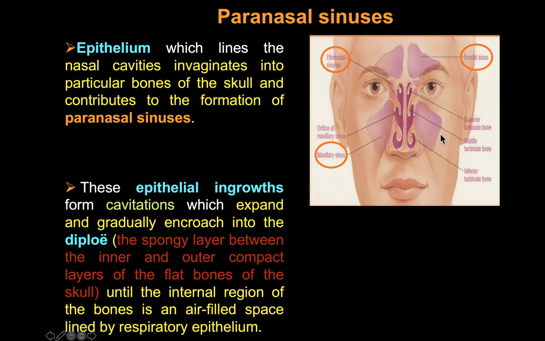We know that the bone of the skull is a flat bone. We have two layers of compact bone, and in the middle we have a spongy bone. So this epithelium will grow into the bone, and this will result in the formation of the cavity. And this cavity, as I said, keeps its opening with the nasal cavity. The cavity between the bone is called the diploe, which means, as I said, there's a spongy layer between the inner and outer compact layer. And usually these paranasal sinuses will be filled with air.